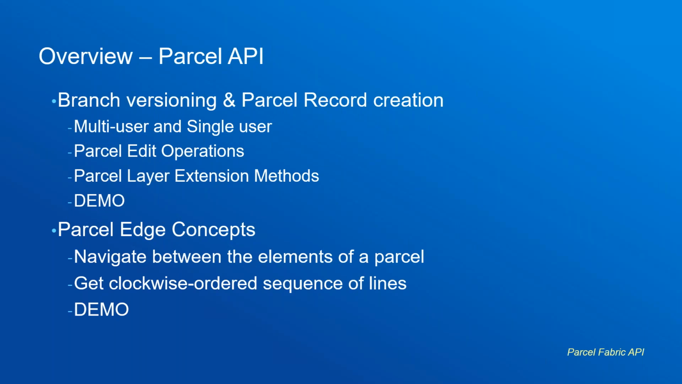So for the branch versioning parcel record creation, the overview of that is I'm going to talk a bit about multi-user and single-user environments, parcel edit operations, parcel edit extension methods, and then Ken will do a demo that'll cover those topics. And then the second part is the parcel edge concepts and navigating between the elements of a parcel, lines, boundary lines, and points, and specifically getting a clockwise ordered sequence of lines and seeing why that's important and why we need to be able to do that. And then a demo of that part as well.